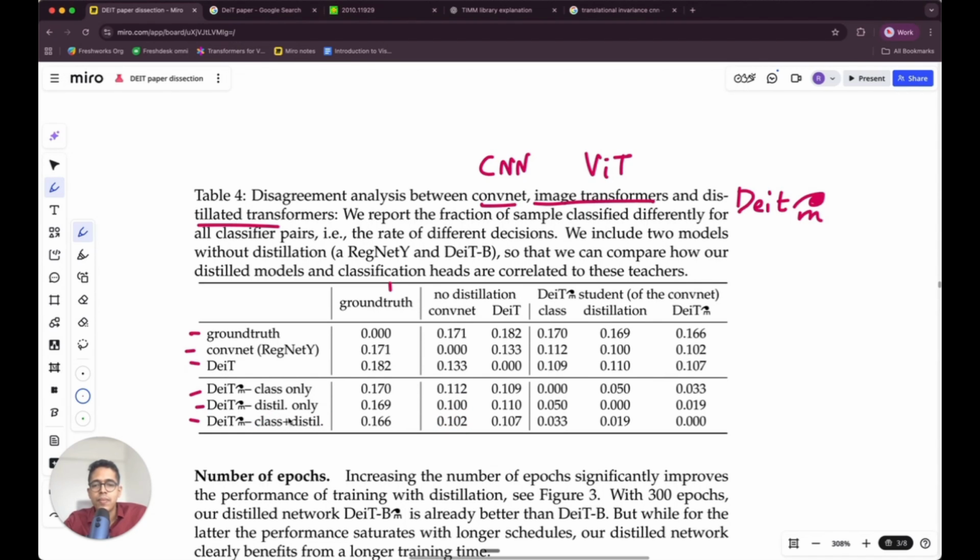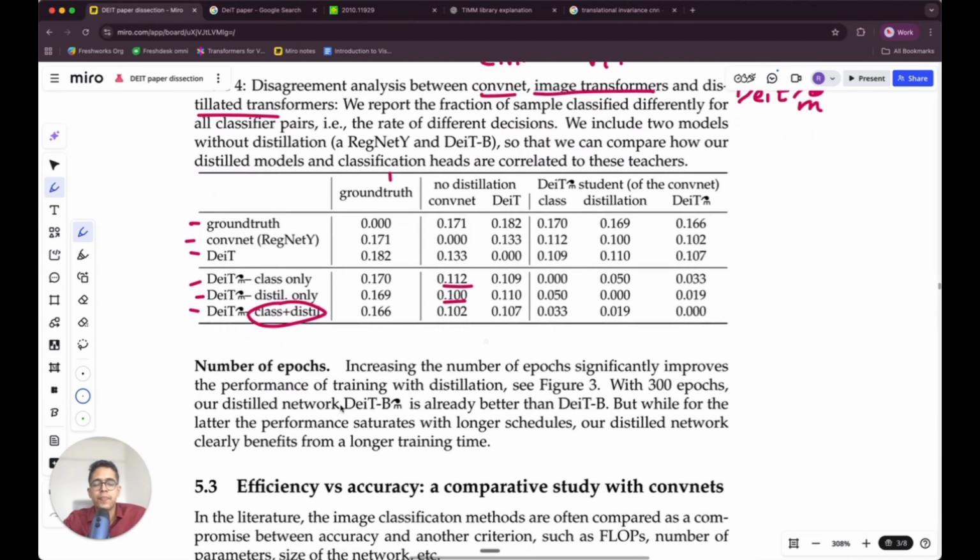But for inductive biases, if we speak only about inductive bias, just the distill token means it will be very similar to ConvNet. So the dissimilarity score will be least when you compare with ConvNet. If you only use classification token, its dissimilarity compared to ConvNet will be higher, 0.112. If you use both classification token and distill token and compare it with the outputs you get from ConvNet, it will be somewhere in between. So 0.102 is the disagreement, which is between 0.100 and 0.112. That is what was written. Okay. Now let's move on.